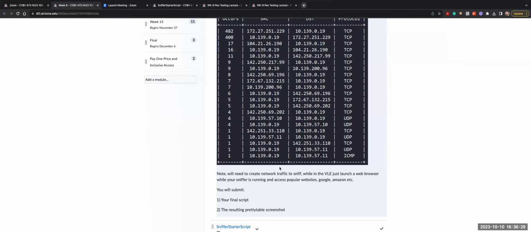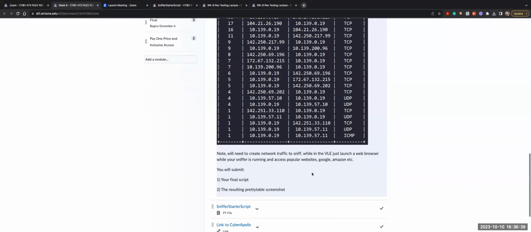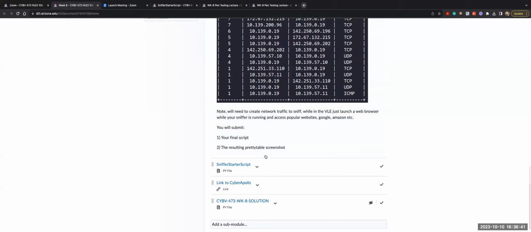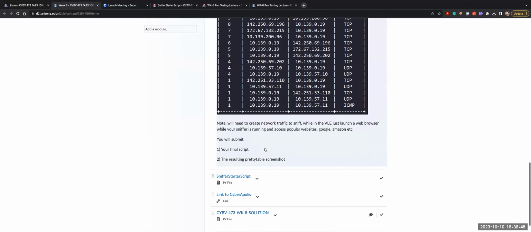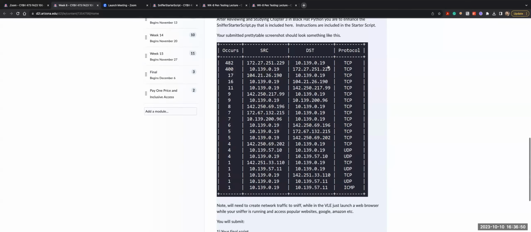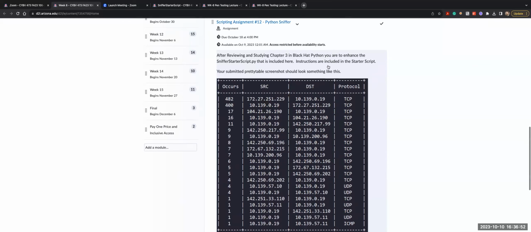Yep, and notice how it says, note, you're going to need to create network traffic to sniff. So just launch a web browser, do whatever, right? Obviously have it be something that is ethical, and then stop it. And then you'll use this script. As you can see, there's a solution there, but we aren't going to worry about that. You'll get that after the assignment's done, after the week is done.